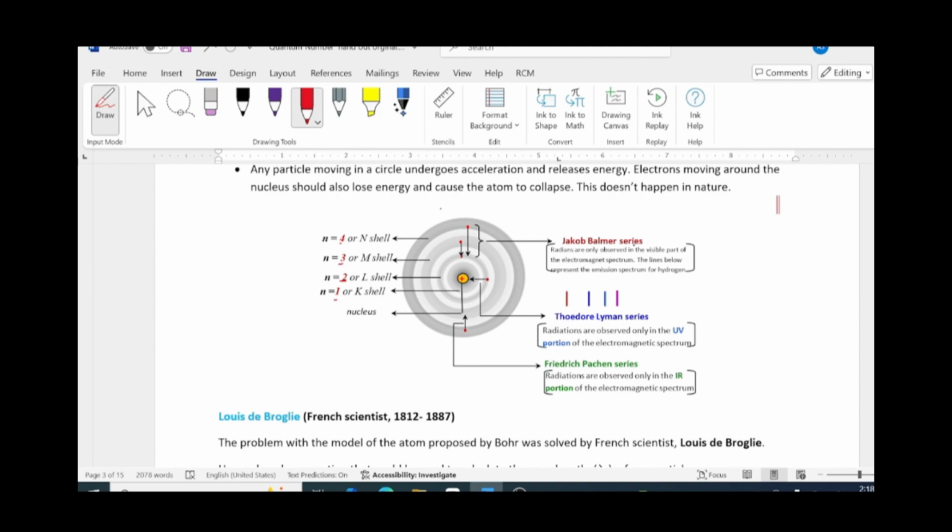These are indicating to us the different patterns in which radiations are detected in the electromagnetic spectrum by various scientists. Jacob Balmer found that only when transition takes place from n equals 2 upwards, then quanta of energy are produced in the form of photons that the eye can detect. Theodore Lyman found out that when the transition takes place from n equals 1 upwards and back, these can only be detected in the UV portion. And then Friedrich Paschen discovered that when transition takes place from n equals 3 upwards and backwards, then these are detected in the IR part of the electromagnetic spectrum.